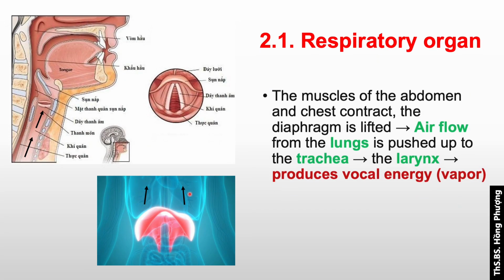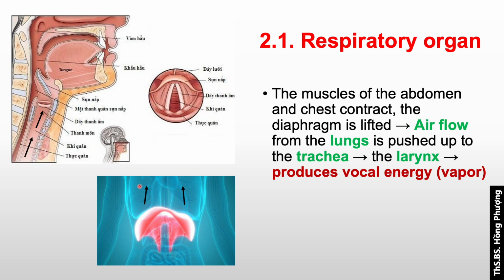When we speak, the muscles of the abdomen and the chest contract, the diaphragm is lifted, and the air flow from the lungs is pushed into the trachea to the larynx and produces the vocal energy, which is also called the vapor.